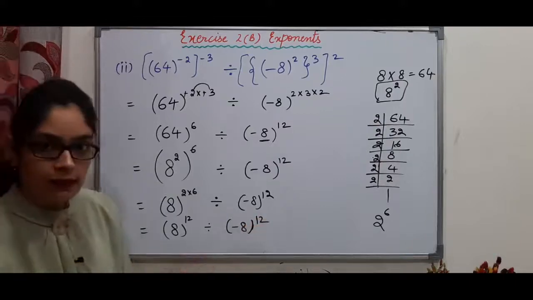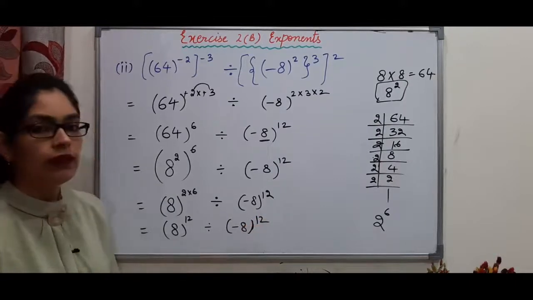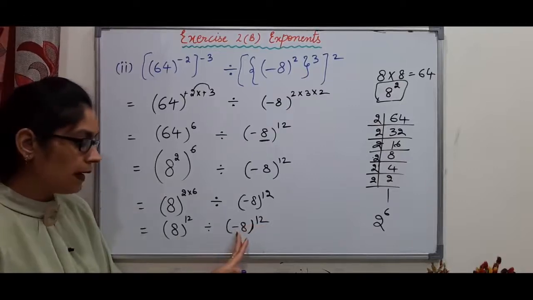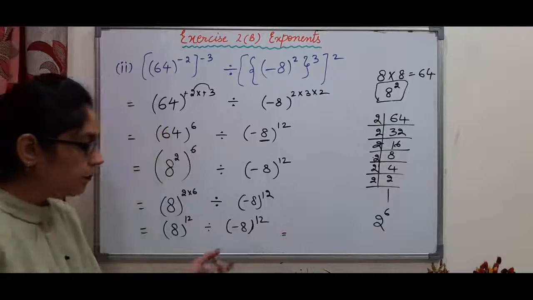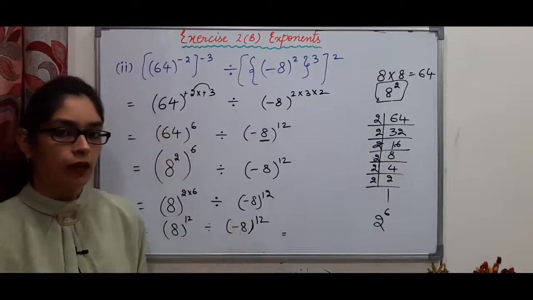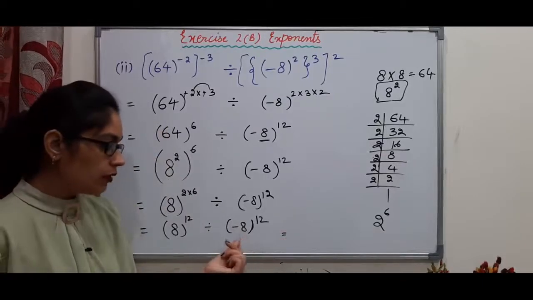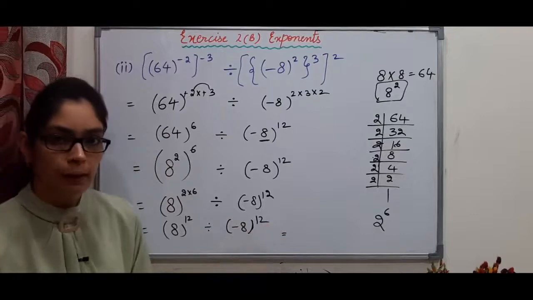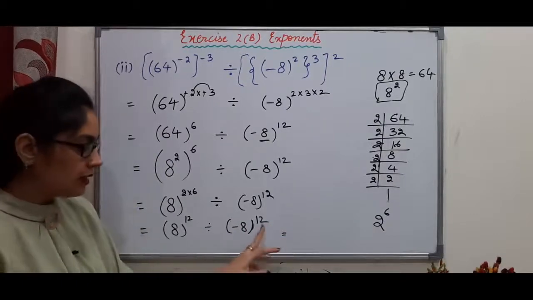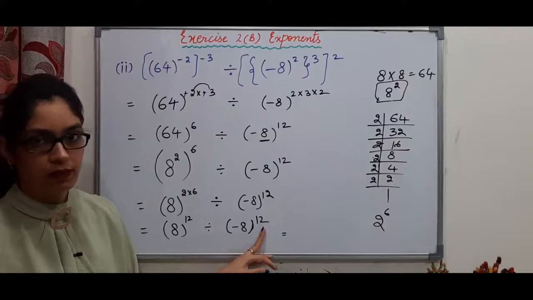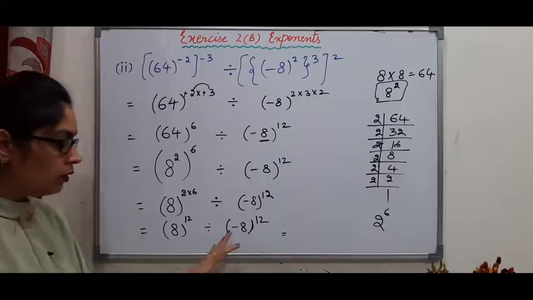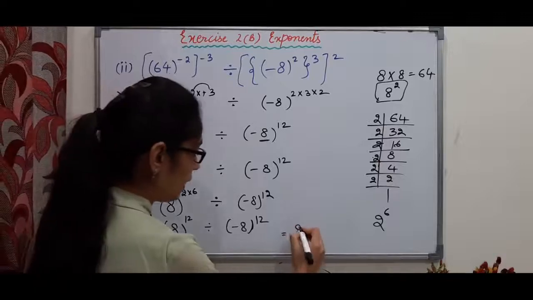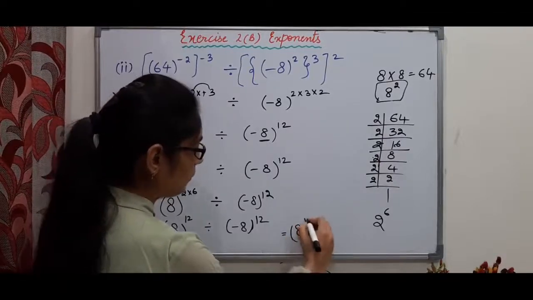Now bases are the same, but the difference is only in sign. Here it is minus 8, here it is plus 8. So it won't make any difference, because like I have already told you, if the power of any negative number is an even number, see 12 is an even number, so the answer will be positive. So here what we can do, I can write 8 to the power 12.